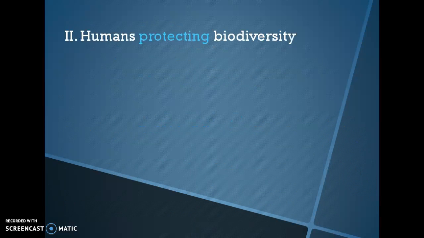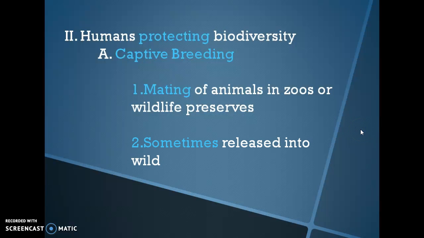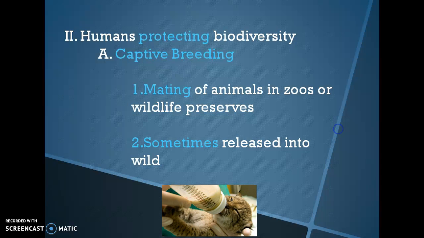Humans protecting biodiversity. We do try to do things to do that too. There's captive breeding, where animals at the zoo or wherever, we're trying to get them to mate. So those are matings of animals in zoos or even wildlife preserves. Sometimes then that offspring can be released into the wild if you allow it to have the experiences needed.